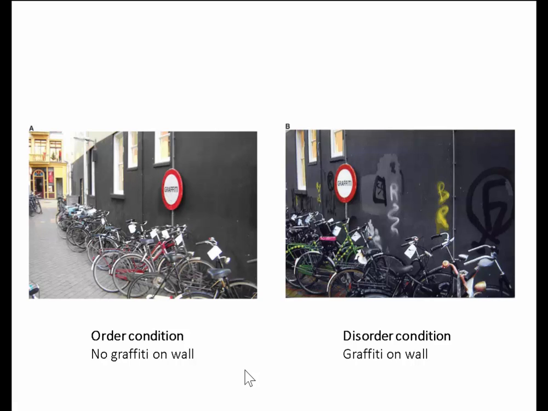And now you see this sign in the background, it says no graffiti. And there is no graffiti. That's the order condition. So now they go and measure how many people throw down the flyer here.